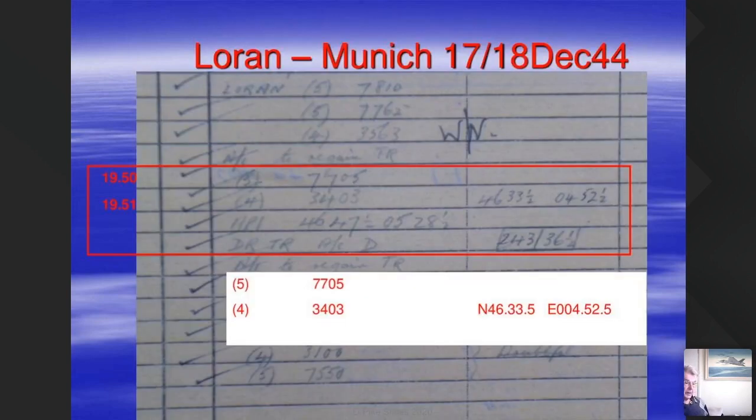And here's Pybus doing a Loran fix. You can see he takes it at 1950. He measures a time difference of 77.05 microseconds on the number 5 line, 34.03 on the 4 line. I haven't got the Loran chart, but he obviously plotted that, and he got a lat long of 46°33.5' north, 04°52.5' east.